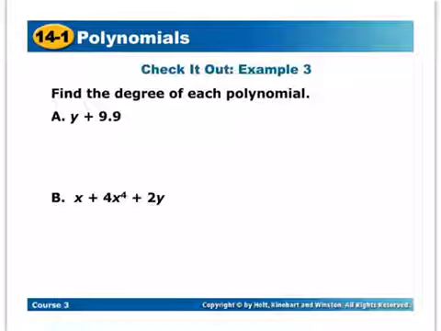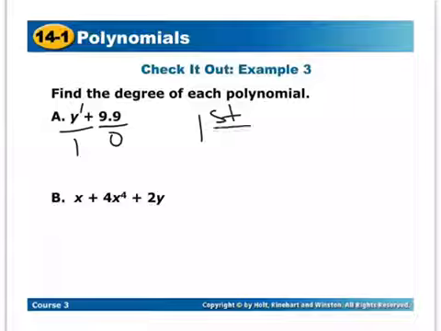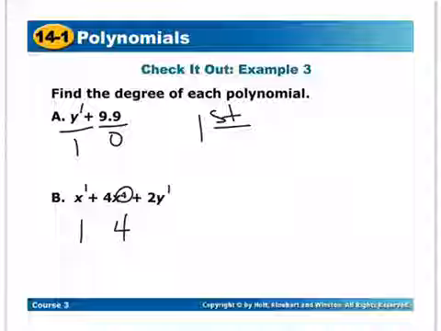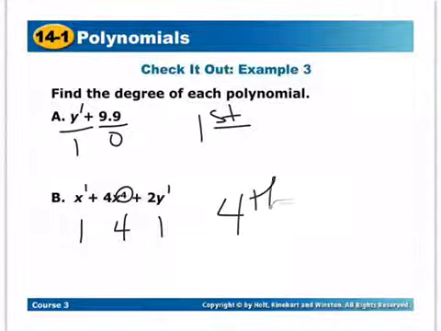So let's try another one. Here we've got y, which is to the 1st degree, and 9.9, which is to the 0th degree. So this one is to the 1st degree. For B, you've got x, which is to the 1st degree. We've got 4x to the 4th, which is to the 4th degree. And 2y, which is, again, to the 1st degree. So its total is 4th degree.